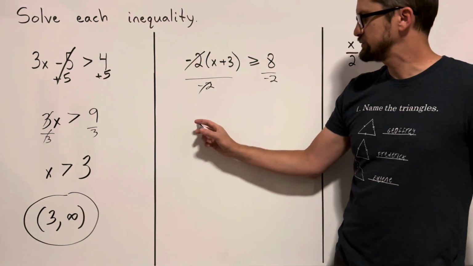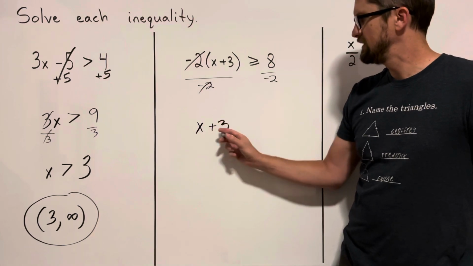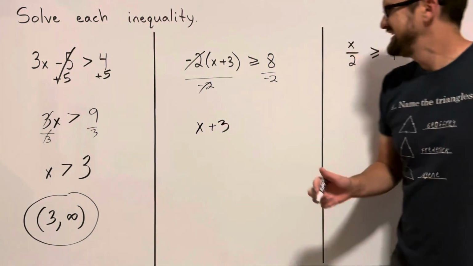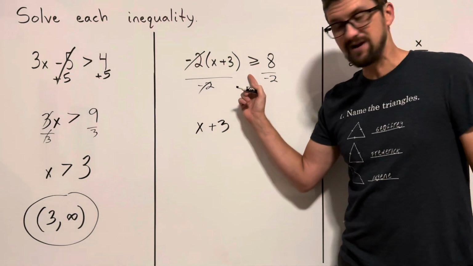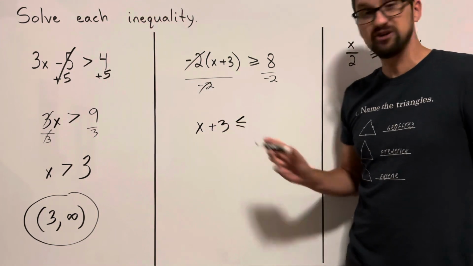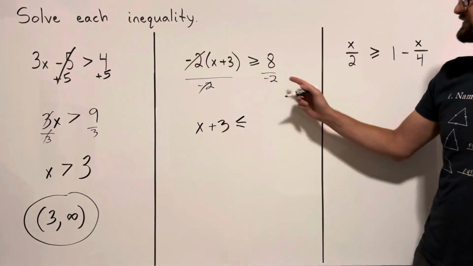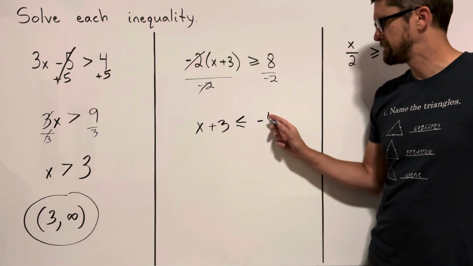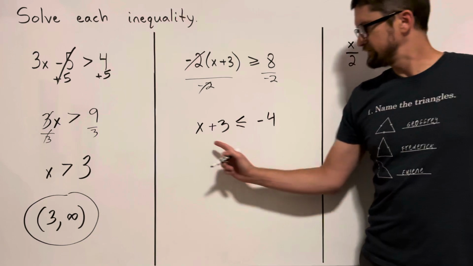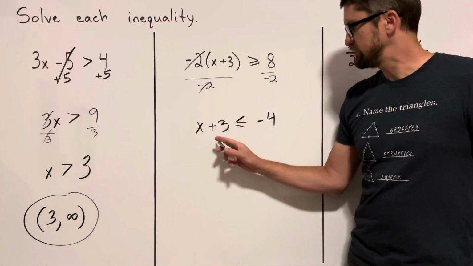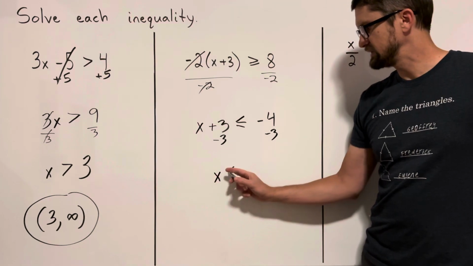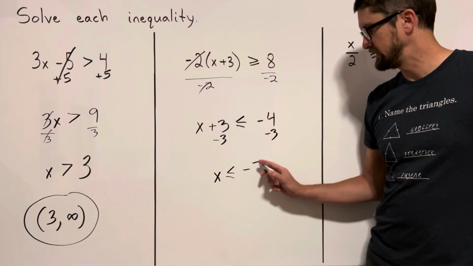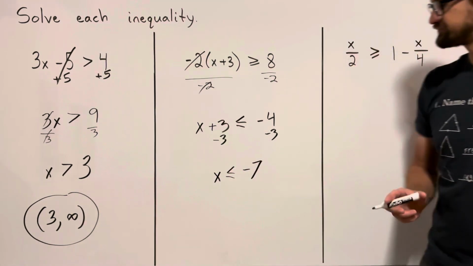So on the left-hand side, the negative 2's are gone. You have x plus 3 coming down. You can get rid of the parentheses. And then dividing by a negative is going to reverse this around. It's going to become a less than or equal to. And 8 divided by negative 2 is negative 4. Now we can solve this for x just by subtracting 3 on both sides. And we get x less than or equal to negative 7.